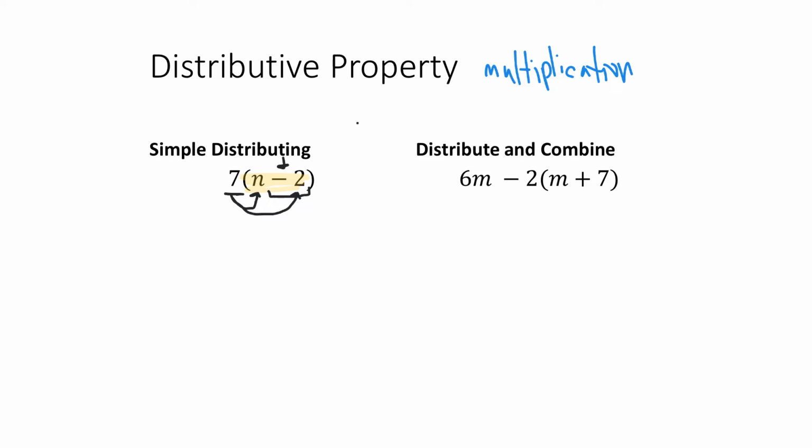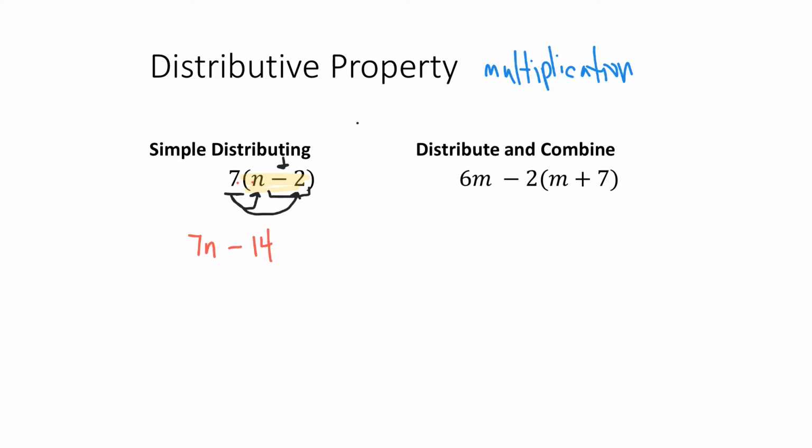So we're going to go ahead and distribute that. So 7 times n is just 7n, and then 7 times negative 2 or minus 2 would be minus 14. So 7 times 2 is 14. Keep the operation. And so that is just your simple distribution property. You take that number that's out in front and you multiply it by every piece that's inside the parentheses, no matter how many pieces there are.